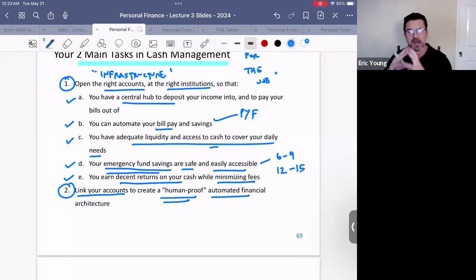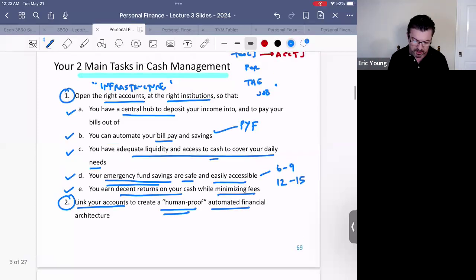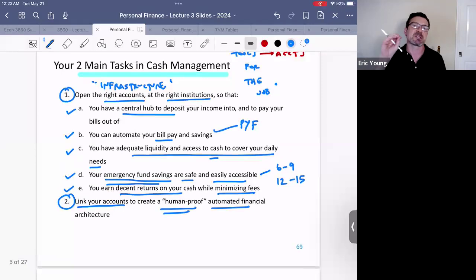and you know that you've got this great system in the background bringing money from your job and other income into your account, automating your bill pay, automating your credit card payment, automating your savings, automating your investment. So your life, your financial life at least, it just runs. And those are your two main tasks. Set something up, set up all your accounts, and then link them in a great architecture and a great infrastructure.